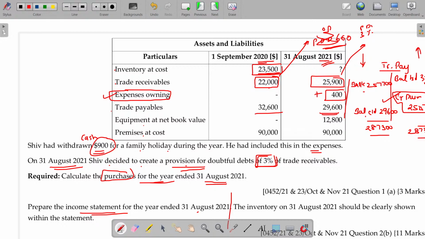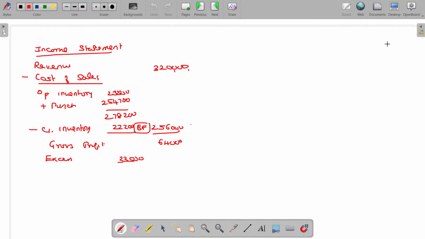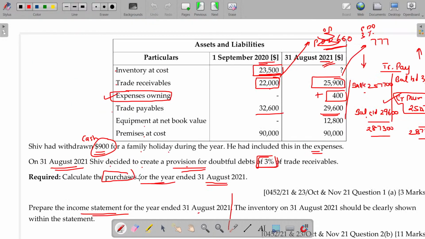PDD, provision for doubtful debts, and the closing value. Come on, 25,900 into 3%. How much you are getting? 777. So this provision for doubtful debts, we assume that we don't have opening. We created completely this period. That entire PDD is new creation, added or increased 777.